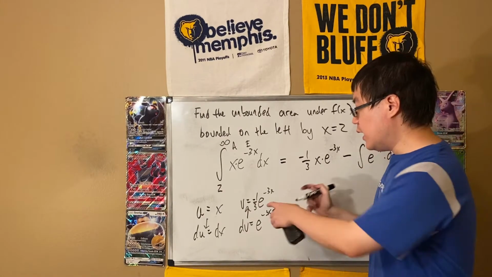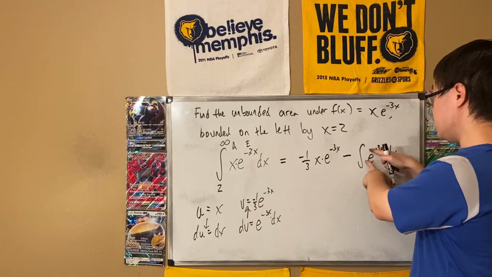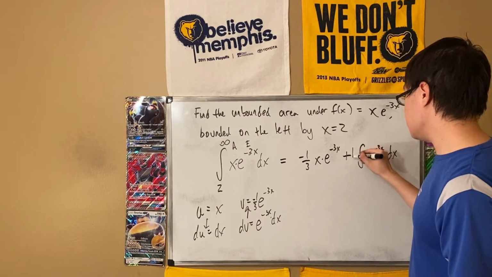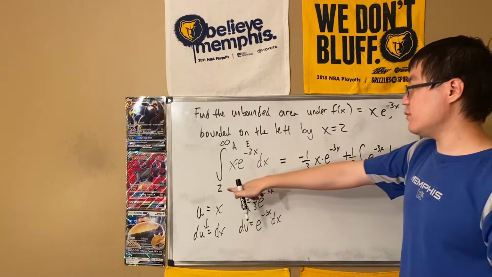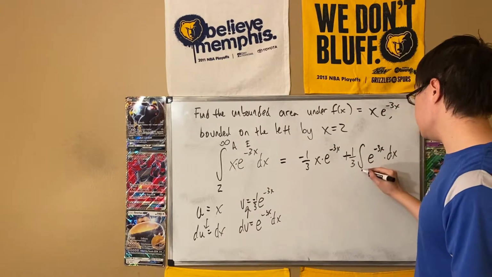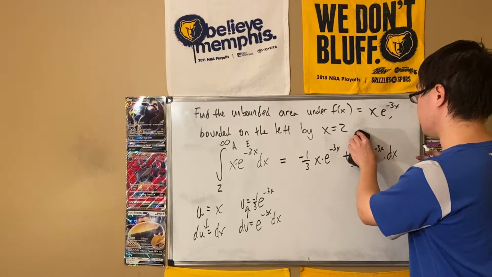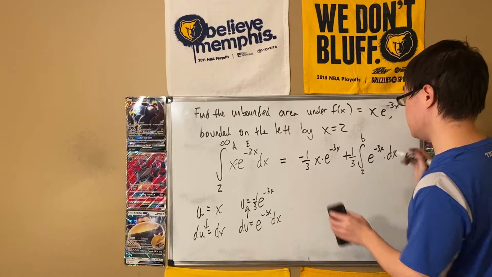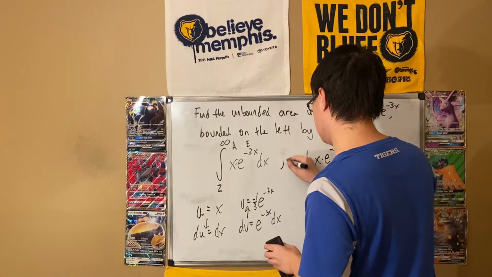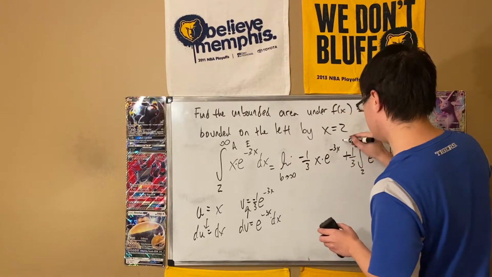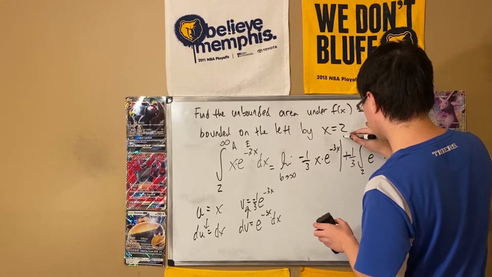Just like normal, if I have a constant, I could write negative 1/3 here, but I'm going to take it out. So it's going to be plus 1/3. And it will still have the same numbers. It will be going from 2 to infinity. We didn't write it with the b's, so let's actually write it with the b's. So this is going to be b here. We're going to write the limit as b goes to infinity over here. And then here we're going to plug in b again and 2.